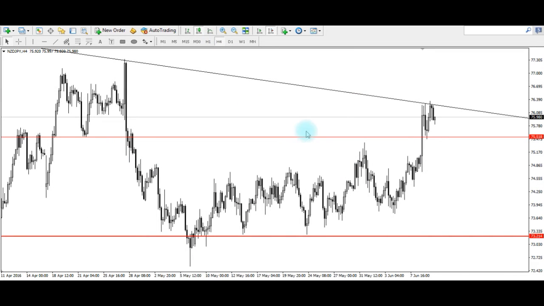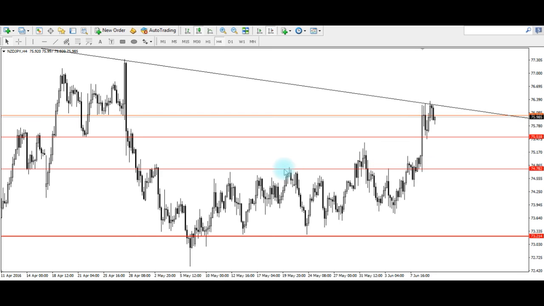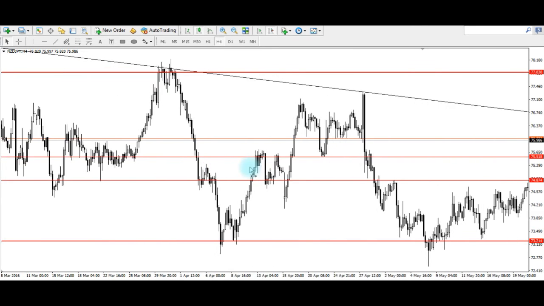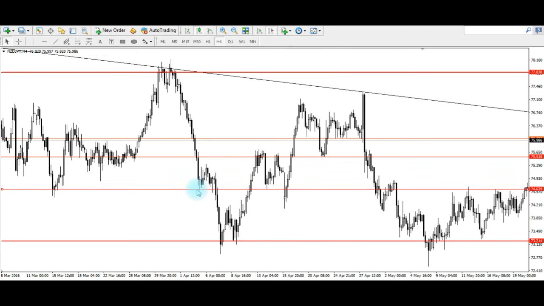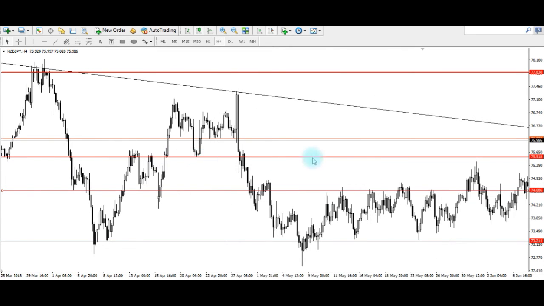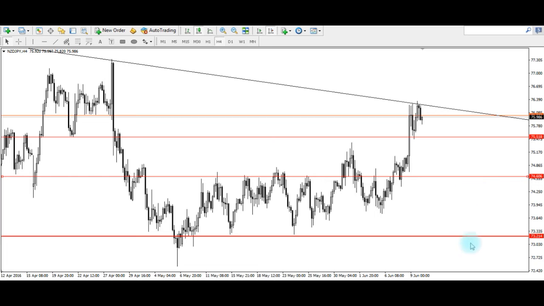The next level will be at the price of, let's see, somewhere 74.60, and then all the way back to the bottom at 73.21. So another high potential trade. All the way to the bottom will give you about 268 pips. Take profit 2 will give you about 142 pips.